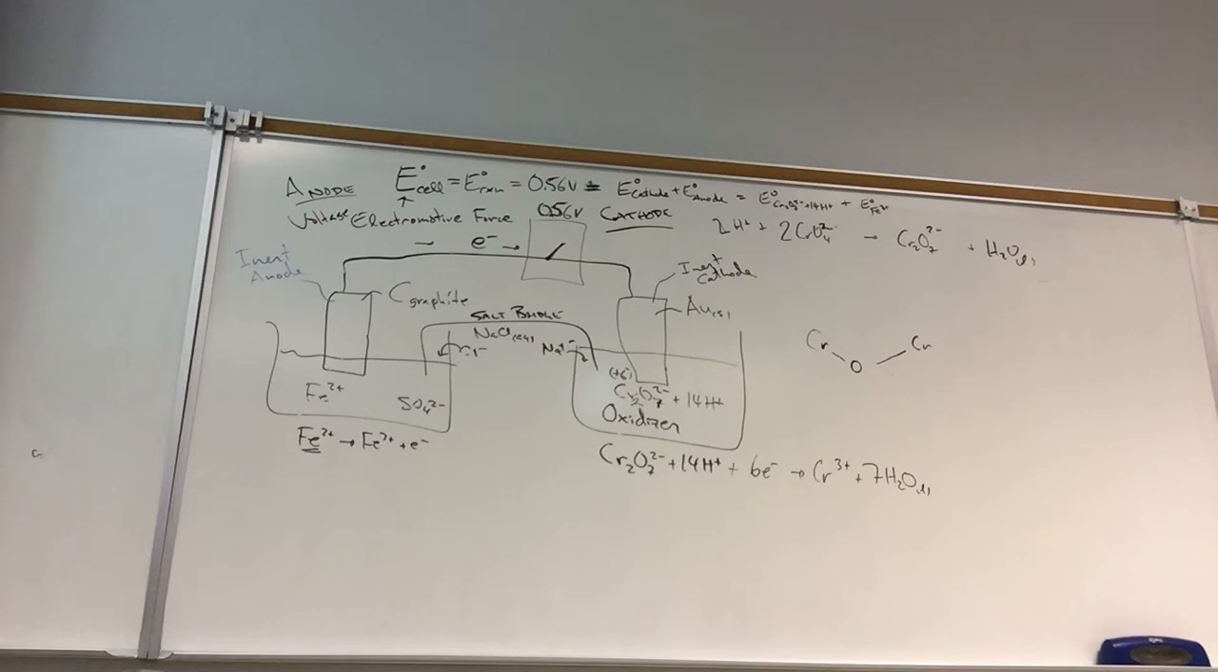So rather than picking iron 2+, what would make the most sense to pick as our arbitrary 0? If we're going to pick something as an arbitrary 0, what do you think would make the most sense? H+. What is the voltage of H+? 0. This is totally arbitrary, right? This is not an absolute 0.